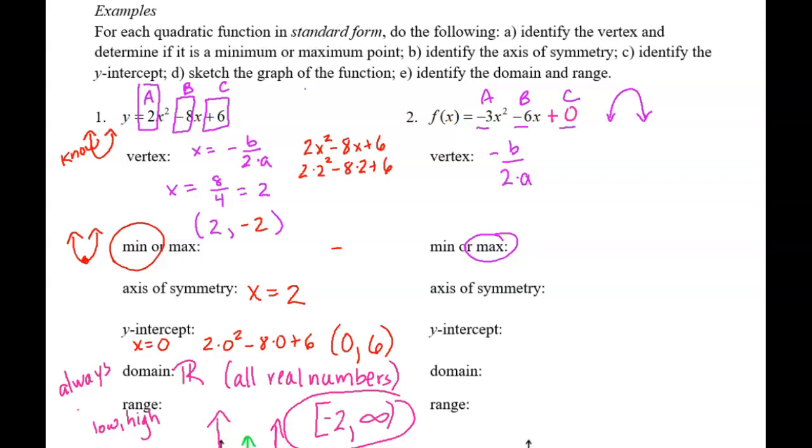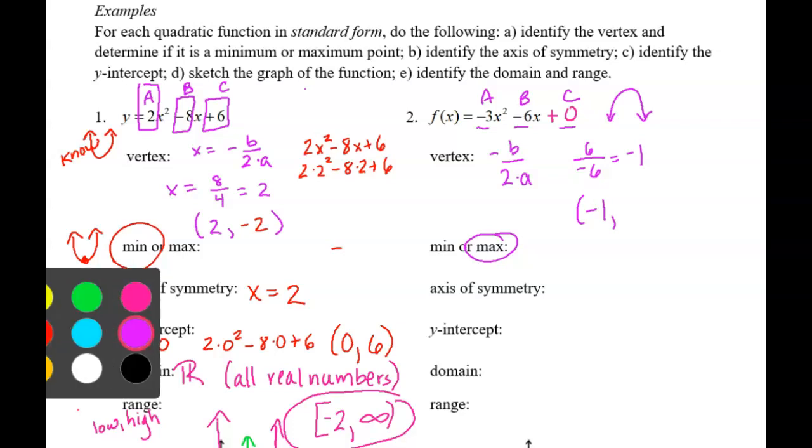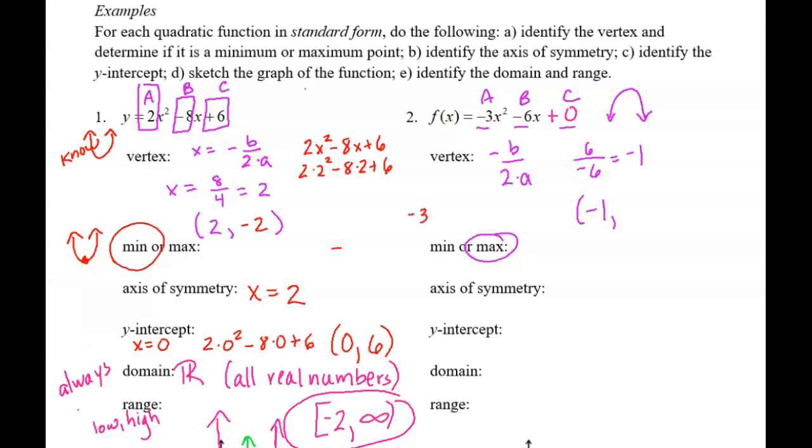So the opposite of -6 is +6, and then 2 times -3 is -6, which gives me -1, okay? So I know x is -1. Now, when we go to plug into a calculator, make sure you're using parentheses. So what I want to type in is -3 parenthesis -1 squared, and you would do this in a computer, -6 parenthesis -1, and then +0. All right, so if we type all that in, that'll give us our y value.